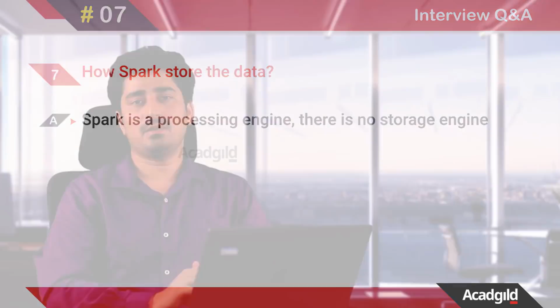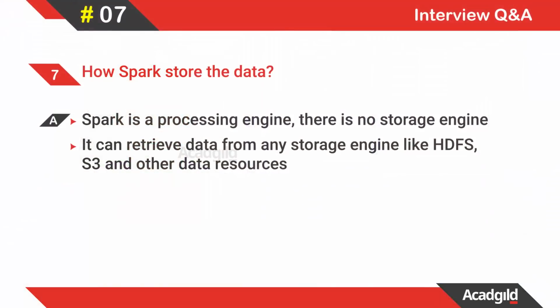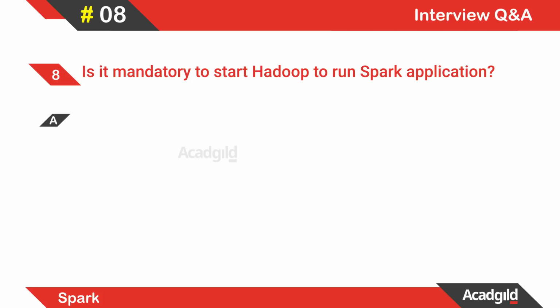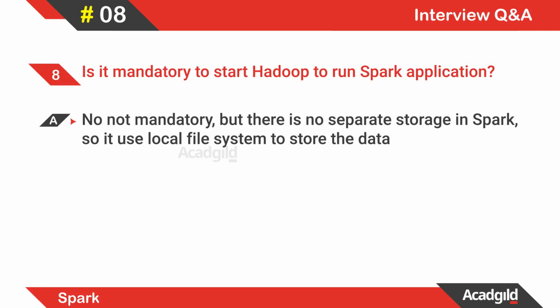Spark is a processing engine, and as it is a processing engine, it has no storage, it just has computation power and in-memory, basically RAM, primary memory. So it can retrieve data from HDFS, from S3, or from a blob in case of Azure, and from any other data sources. Now let's understand: is it mandatory to configure Spark on top of HDFS? The answer is no.